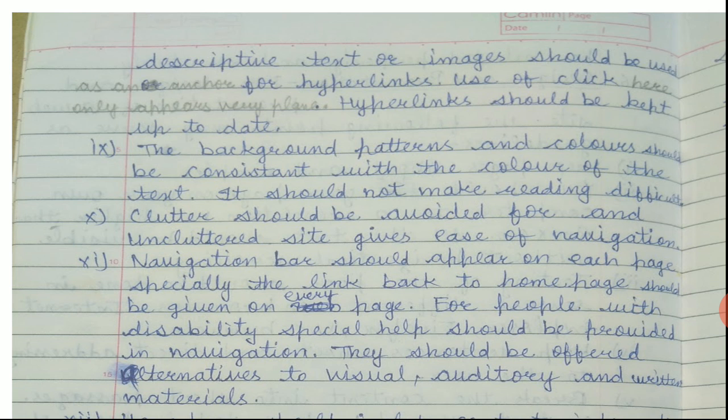Next is the navigation bar, which should appear on each page. Especially the link back to the home page should be given on every page. For people with disability, special help should be provided in navigation. They should be offered alternatives to visual, auditory and written materials. Navigation should be very easy, and this point should always be kept in mind: the link to the home page should be there on every page.